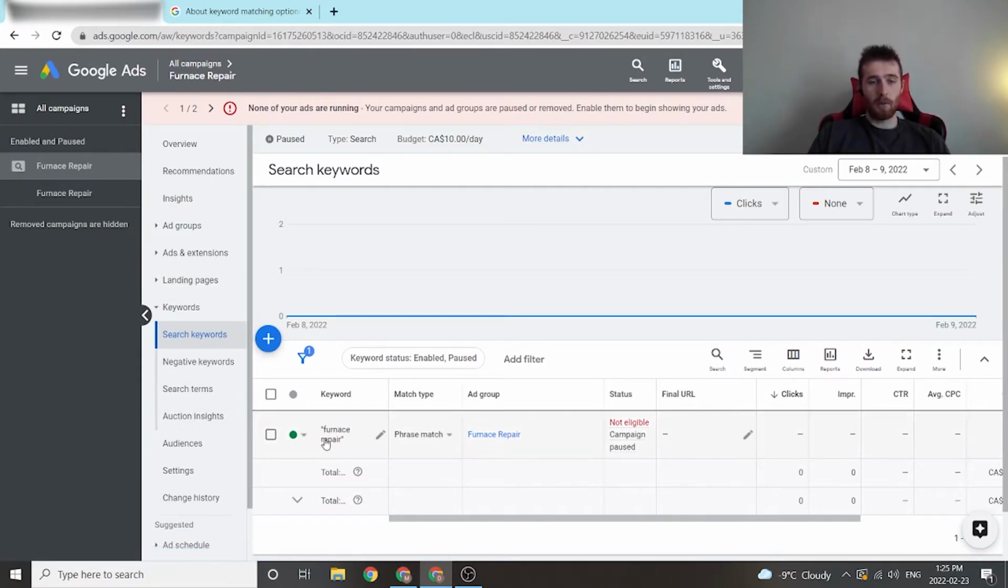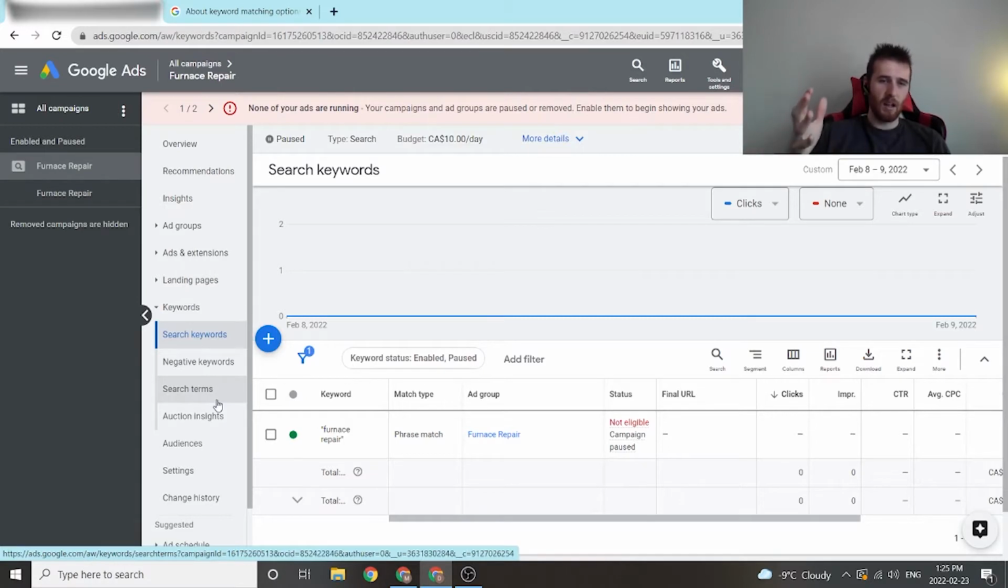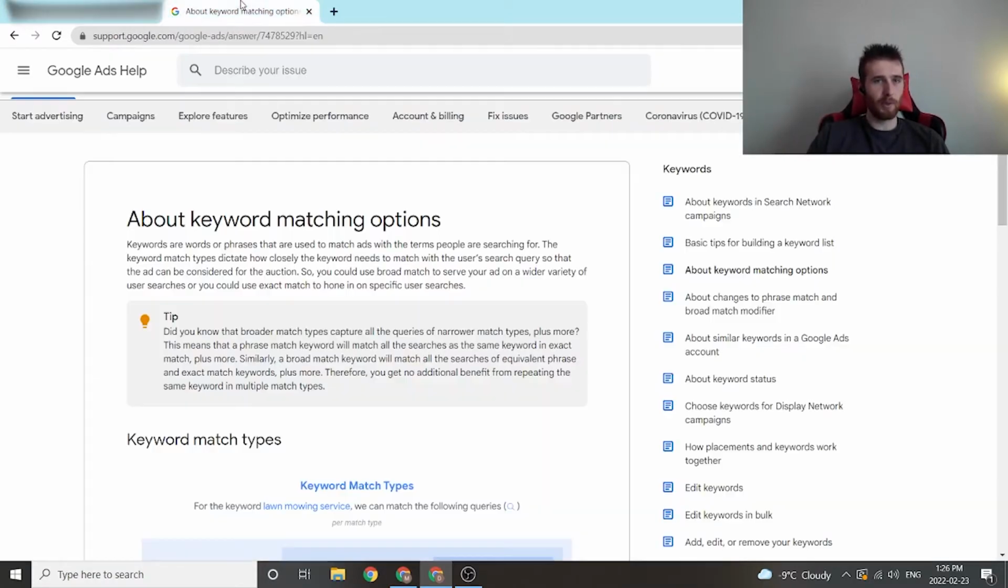So say for example furnace repair here is in phrase match. The search terms that your ad could show for include furnace repair near me, furnace repair tips, tricks. That's why it's important to have negative keywords, but it can pop up for most of the stuff. That's the big difference between keywords and search terms. Search terms are just what they're typing in. So if I say search term, it's relating to what the person actually types in. Search keyword is actually what we're using to go after the specific search terms. Hopefully that clears that up.